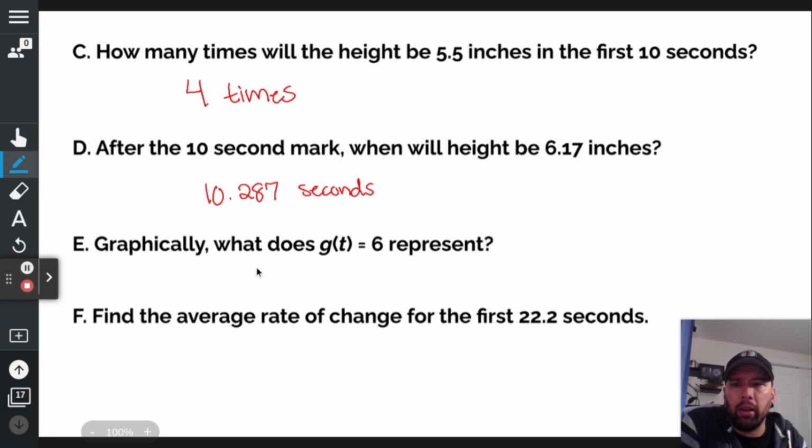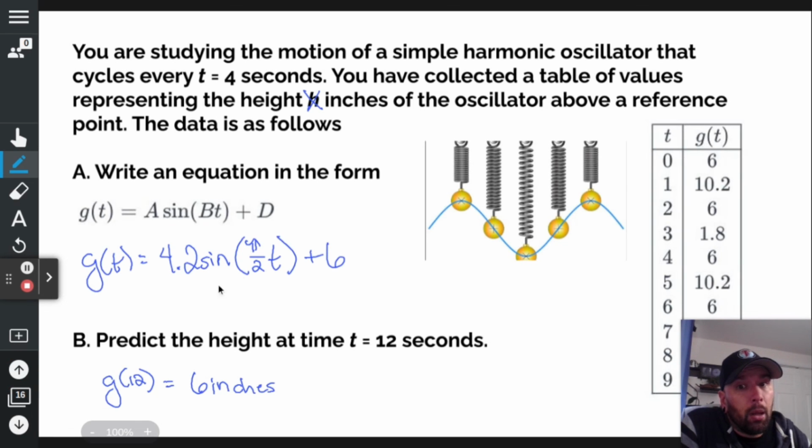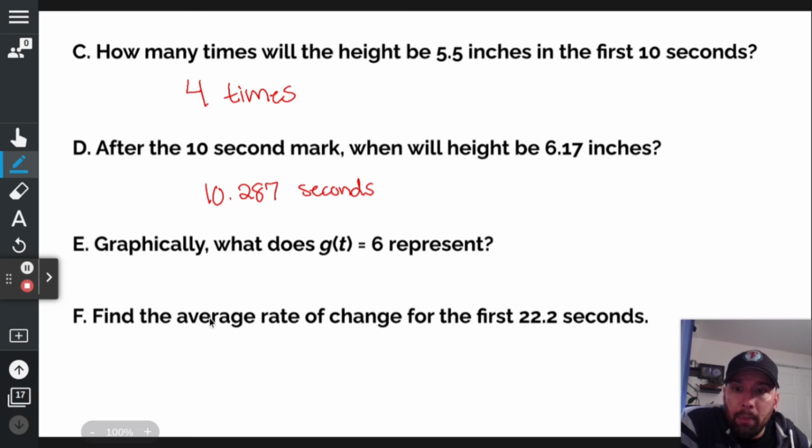Graphically, I don't need my calculator for this one. Graphically, what does g of t equals 6 represent? Well, if you remember what the equation was, plus 6 was our d. That, my dear boys and girls, is the midline. Graphically, that represents the midline. Easy peasy. That's where my line cuts horizontally my entire graph in half.